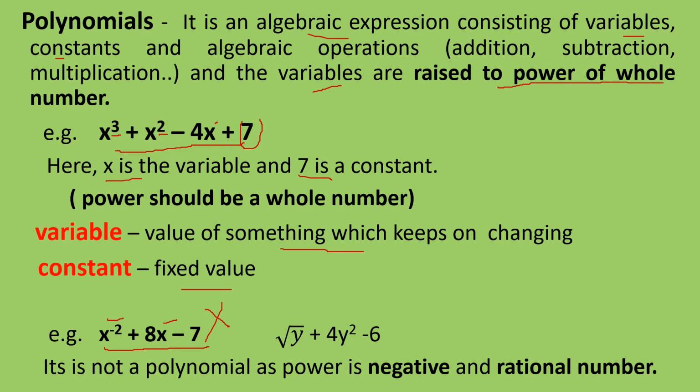Now the second example: square root of y plus 4y square minus 6. Square root of y means y raised to the power 1 upon 2. And here the power of y is 2, which is a whole number, so that is correct. But here the power is 1 upon 2, which is not a whole number. It is a fraction. That means again it is not a polynomial. So these are not polynomials: the power is negative in the first algebraic expression, and in the second the power is a rational number, or we can say a fraction. So both algebraic expressions are not polynomials.